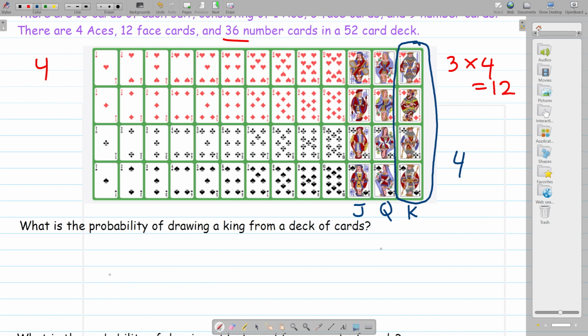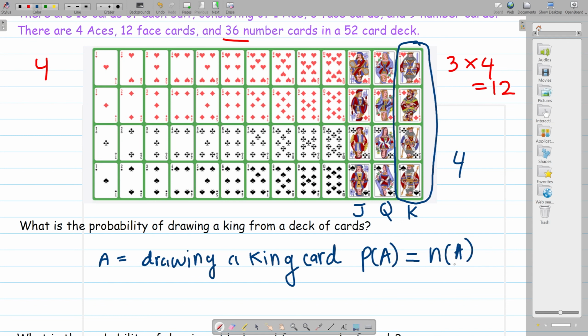So 4 king cards. Now, if we consider that the event A is drawing a king card, now probability of A is equal to NA divided by NS. Okay. Now, how many elements are there in the event A? Only 4. Why 4? Because we have only 4 king cards in the total standard card deck. So 4 divided by NS, the size of the sample. Size of the sample is the number of cards in the standard card deck. So it is 52. So the answer for this one is 1 divided by 13.